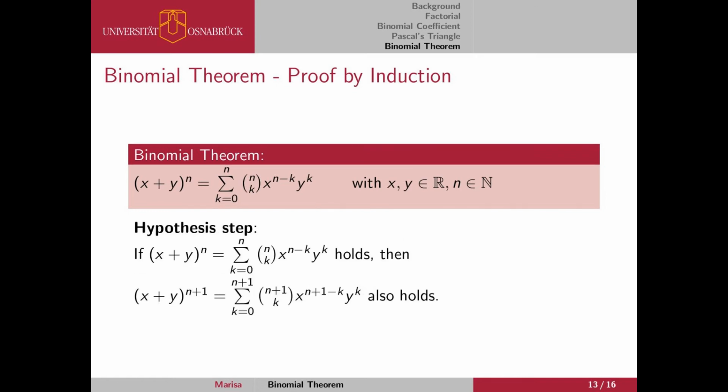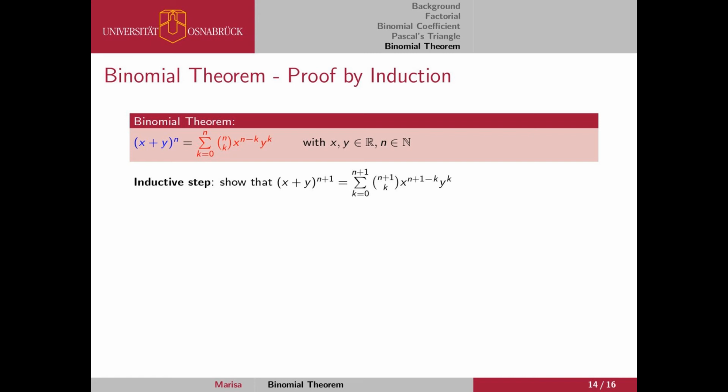The next step is the hypothesis step. If you remember, it means that we have to formulate our hypothesis, which is in our case that the formula, if it holds for n, also should hold for n plus 1. I won't read all of it out now because it is such a long formula, but all you have to do here is to replace all the n's with n plus 1 and state that you want this to hold.